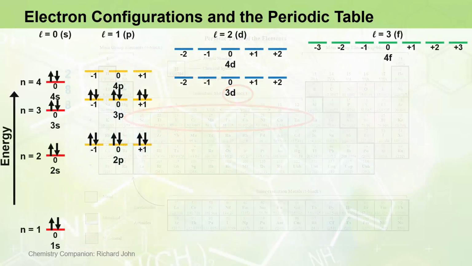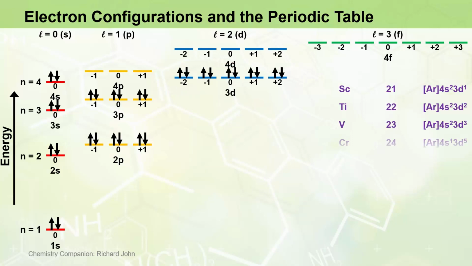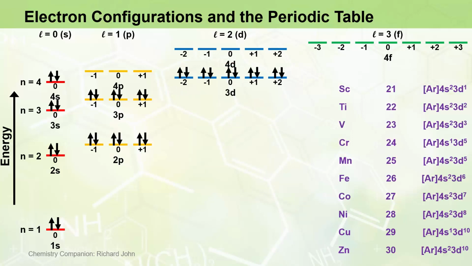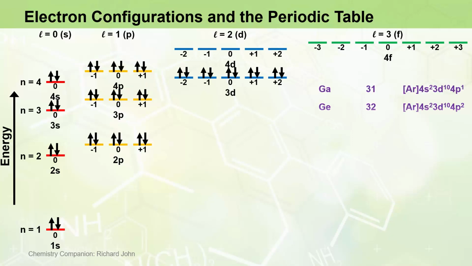Going back to our orbital diagram, we see that the 3d subshell is the next to fill, and it can accommodate a total of 10 electrons, corresponding to the 10 elements in the d block, from scandium to zinc. After the 3d subshell, the next subshell to fill is the 4p subshell, which can accommodate 6 electrons, corresponding to these 6 elements from the p block.